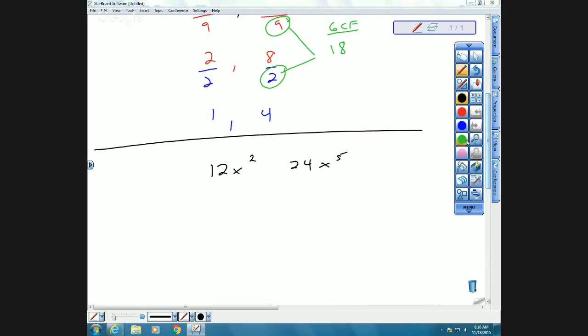So here, if you have these right here, first of all, just looking at the numbers, what's my greatest common factor of the numbers, 12 and 24? I can divide both of them by 12, and just to check it, you get 1 and 2. So yes, 12 is my greatest common factor on my numbers.